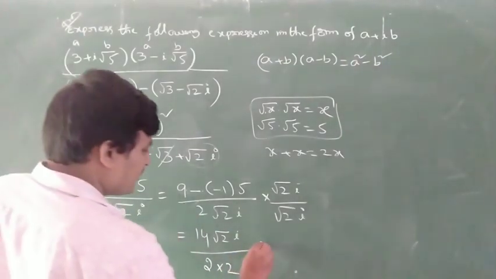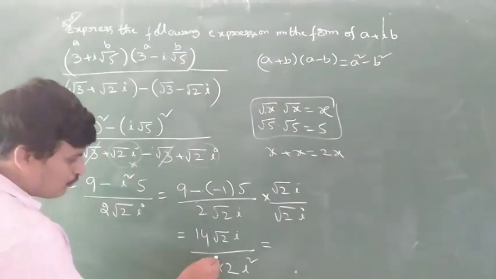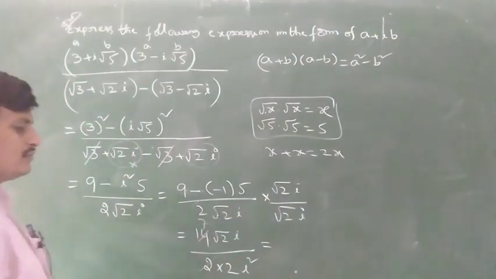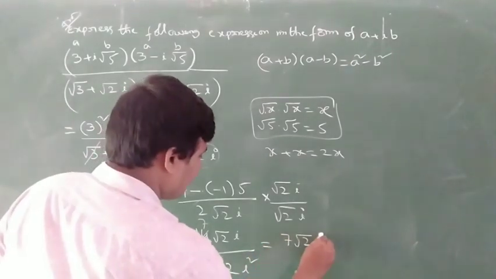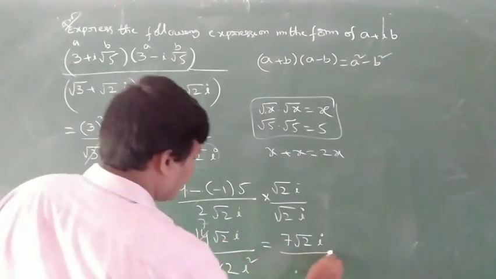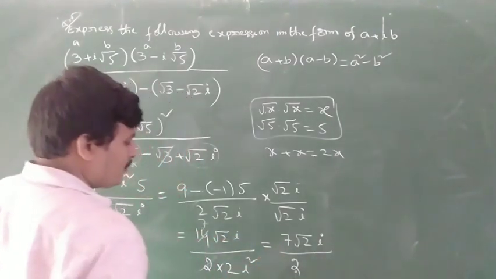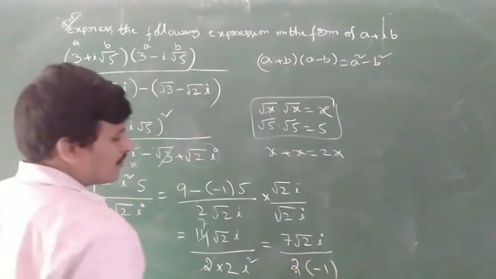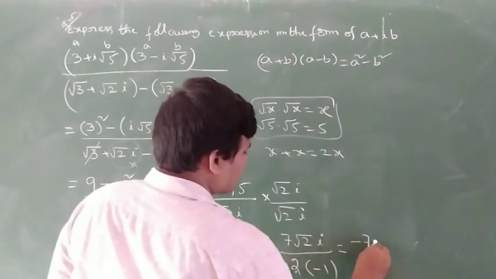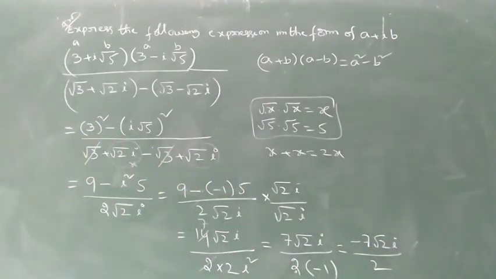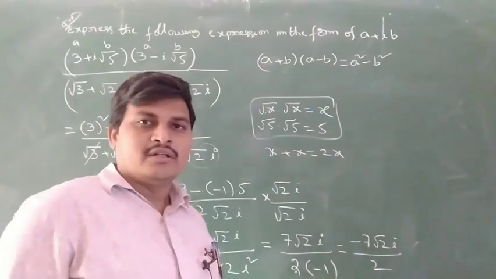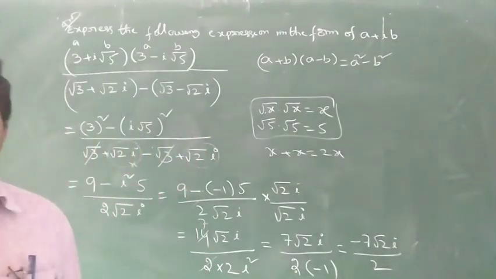So that is equal to 2 ones 2, 2 sevens 14. So 7 root 2i by 2 into, which one? I square is equal to minus 1. So that is equal to minus 7 root 2i by 2. So this is only the imaginary part. Only imaginary part means what? Real part is 0.